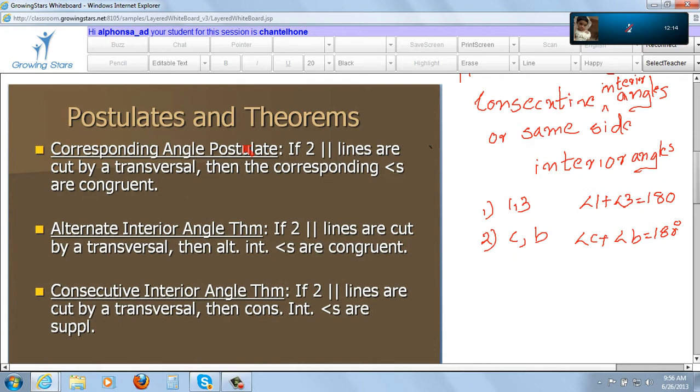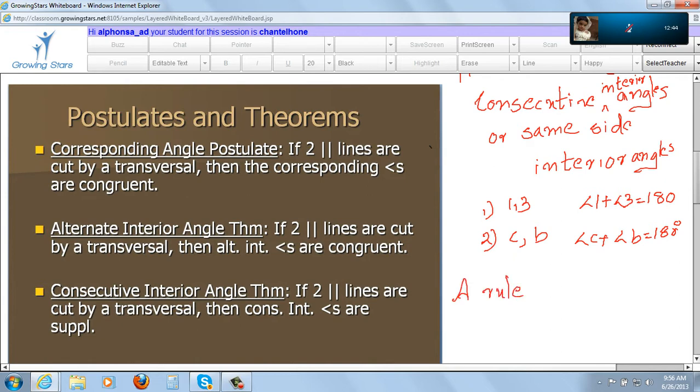Now next one, alternate interior angle theorem. Chandel, what is the difference between postulate and theorem? No idea. Postulate means a rule accepted without any proof. Can I type that down? Yeah, sure. If you want, I will type here. I'm writing here, no problem.